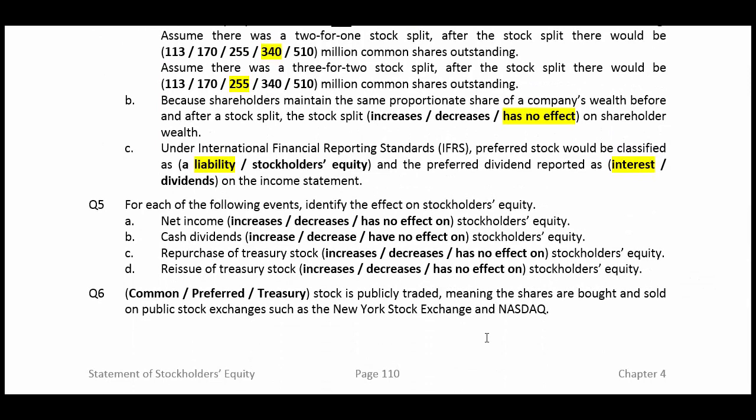So now let's go through this. What effect does each of these things have on stockholders' equity? What effect does net income have on stockholders' equity? It increases it, right? Because it increases what account? Retained earnings. How about cash dividends? What effect does dividends have on stockholders' equity? It decreases stockholders' equity. How about repurchase of treasury stock? That decreases, because remember that treasury stock is negative. And reissue of treasury stock increases.